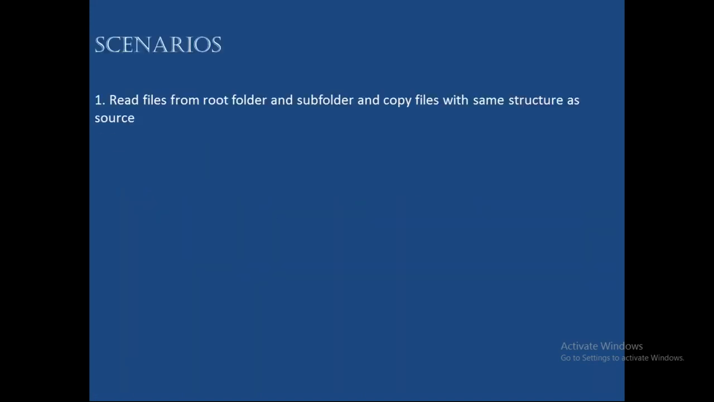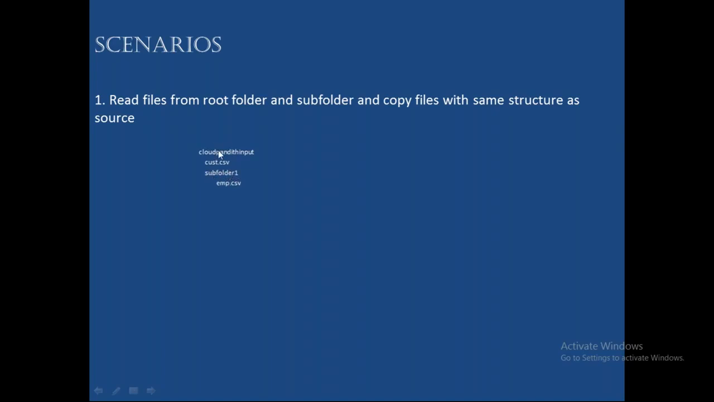Let's see the scenario. First, I want to read files from the root folder and subfolder and copy files with the same structure as the source. It may be difficult to understand from the statement, so I added a screenshot. Here, Cloud Pandit input is going to be my container, that is nothing but my folder. Inside that, I am going to upload a file called custard.csv. Along with that, I have a folder, subfolder 1. You can consider Cloud Pandit input as the root folder.